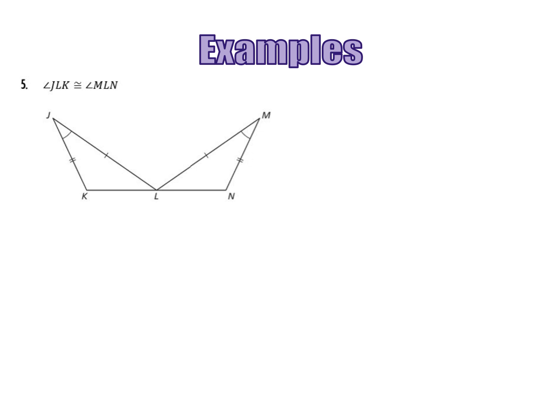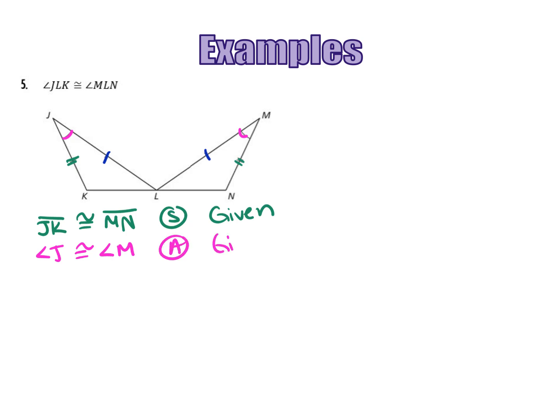All right, so my first thought was I have an angle, I have a side, I have another side. Oh, look, that angle is the included angle. So I'm going to use side angle side. So I'm going to start by saying that JK is congruent to MN. That's a side, and that was given in the diagram. That angle J is congruent to angle M. That's my angle. That was also given in the diagram. And that JL is congruent to ML. That's my third side. And that was also given in the diagram.